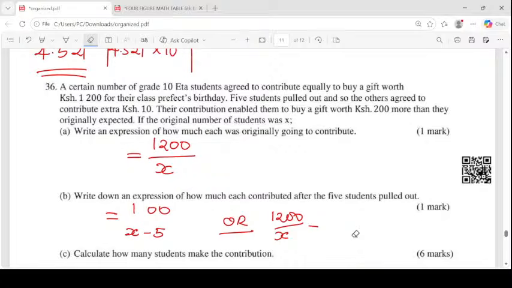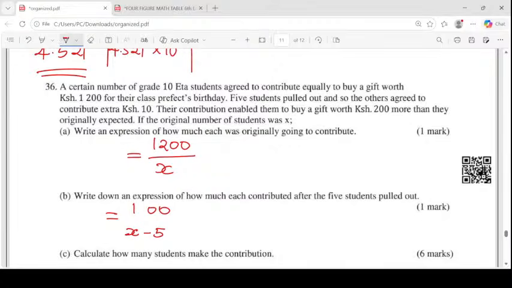But let me have this one erased. It is 1,400 divided by X minus 5. They bought a gift worth 200 shillings more than the 1,200 that they were to spend, meaning they spent 1,400. This 1,400 was contributed after the 5 learners left, meaning the remaining number of learners is now X minus 5.